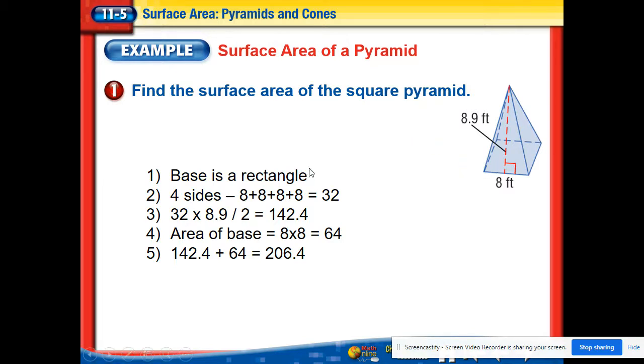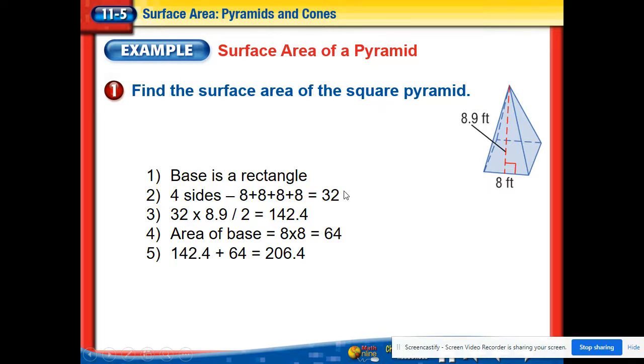So step 1 is identify the base. Well, the base is a rectangle. Again, a square. But so it has 4 sides. So what are the 4 sides? Well, it's 8, 8, 8, and 8. So add those all up and we get 32.